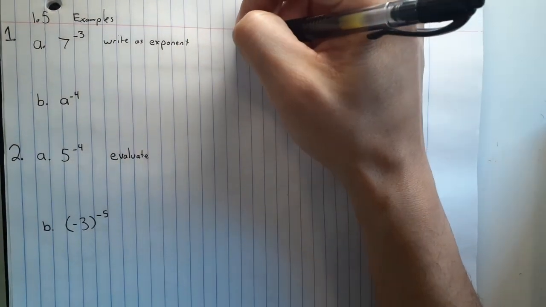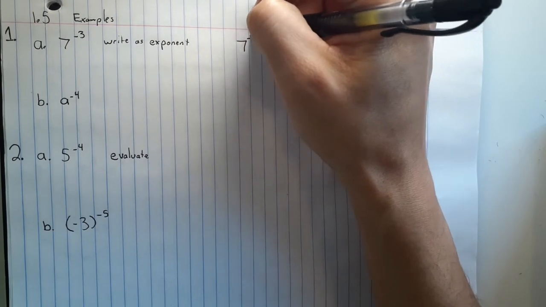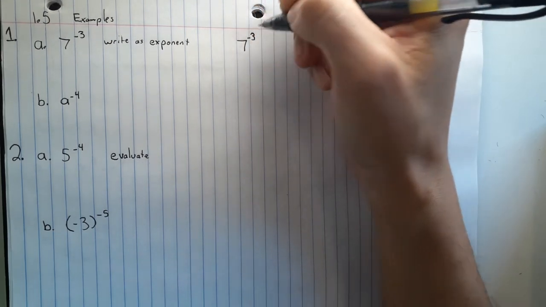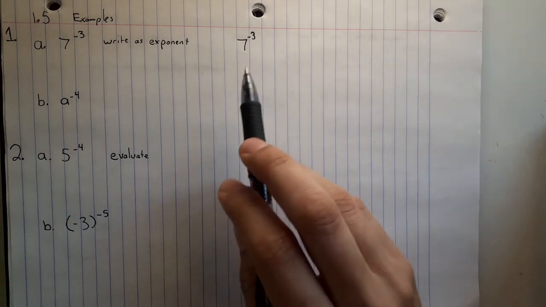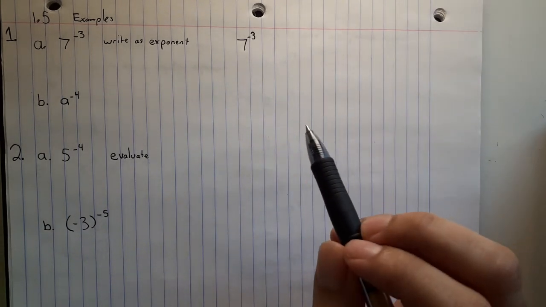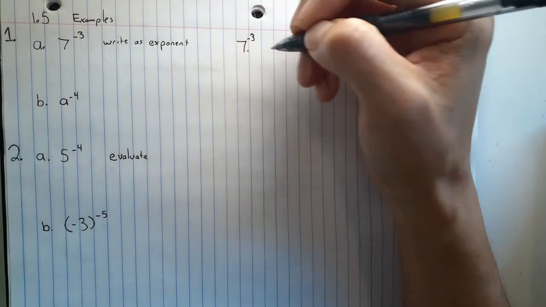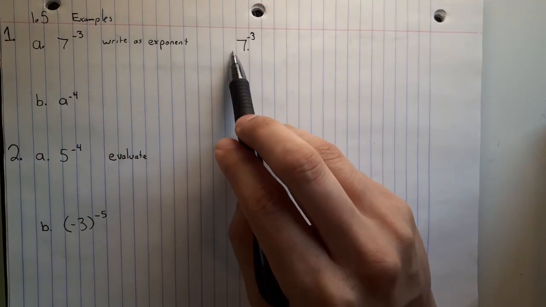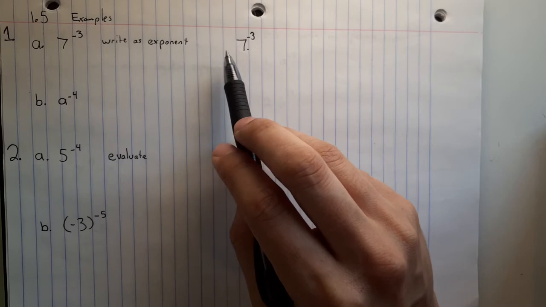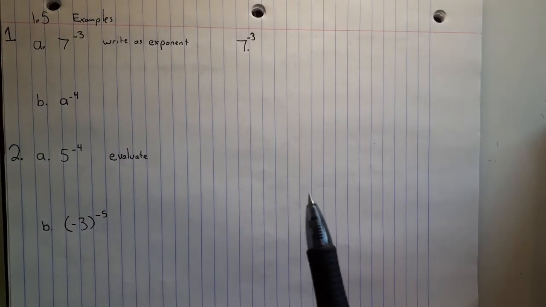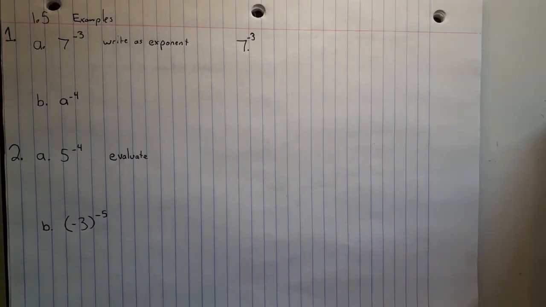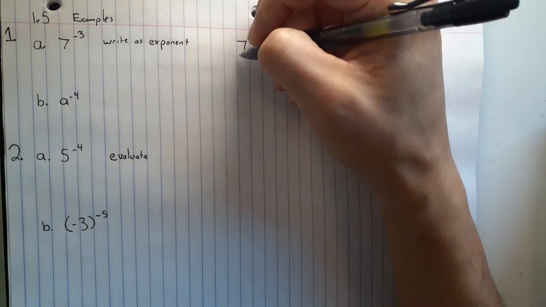Now, if I write 7 to the power of negative 3, there are a number of things I didn't write. I did not write a decimal point, which, if you're curious, goes here. I did not write any numbers in the tens place or the hundreds place. Even though those are zeros, I did not bother to write them. And I also did not bother to write a fraction bar.